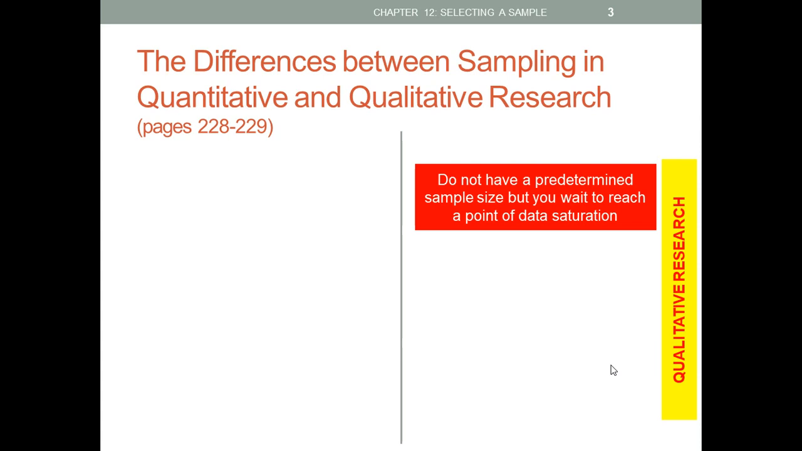As we stated earlier, quantitative researchers have already decided on a particular sample size. For example, 200 students are going to be contacted and invited to fill in the questionnaire. However, qualitative researchers do not have a predetermined sample size. She cannot tell us that she is going to observe, interview, or talk to 20 people, 10 people, or 5 people.